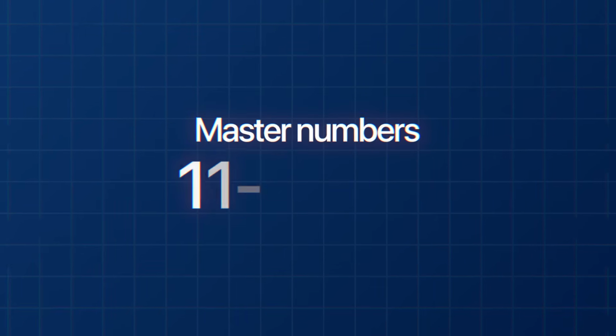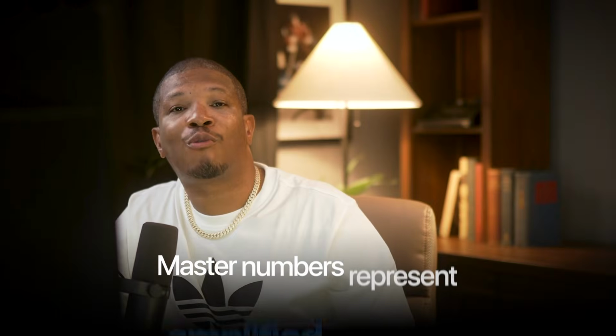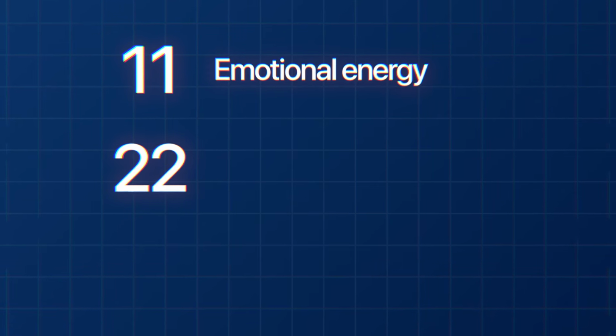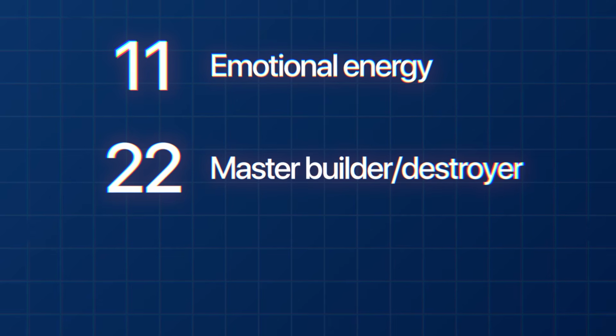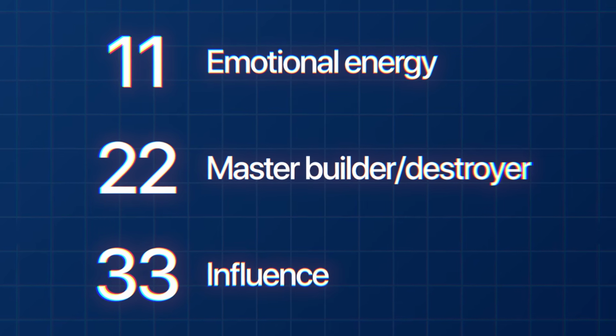Then we have what is known as master numbers: 11, 22, and 33. Now the master numbers exist outside of the normal cycles. Master numbers represent amplified energy, moments where something major is about to unfold. For example, the 11 is tied to emotional energy. The 22 is the master builder, master destroyer. The 33 is the number of influence.